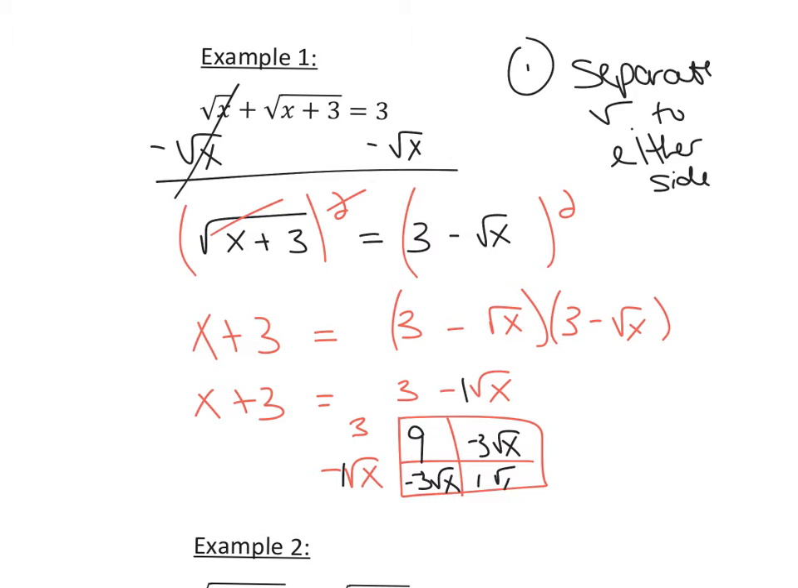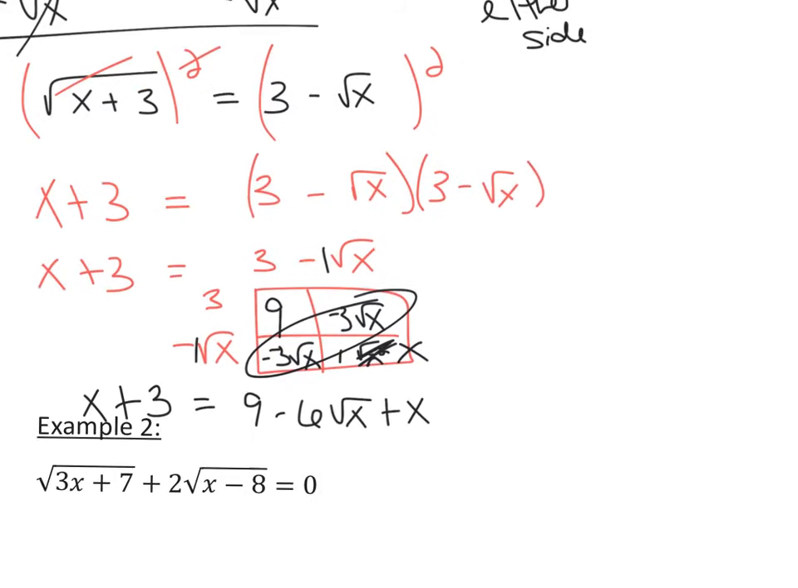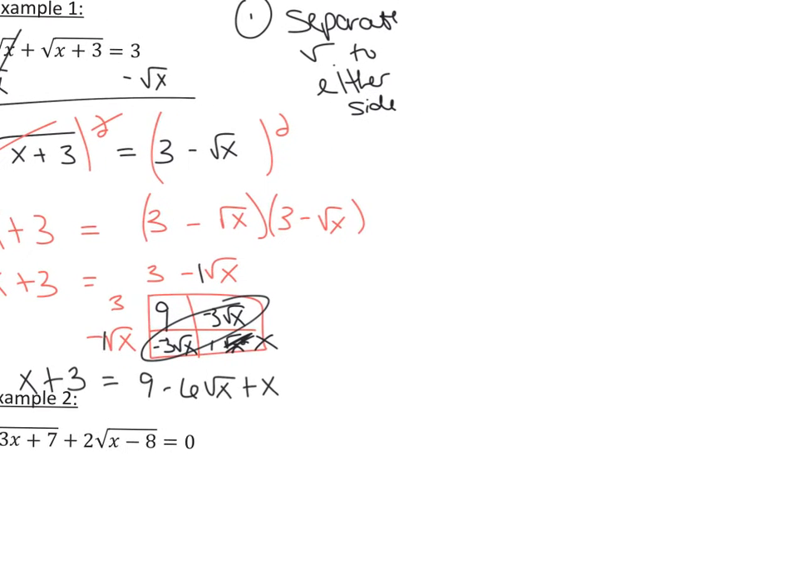Square root of x times x is x squared. But you should remember that x squared is just x, so that's what I was talking about. So this is really just x, because they cancel each other out, squared and a radical. You end up getting x plus 3 equals 9 minus 6 square root of x plus x, because this is going to combine. Let me move my work over here.